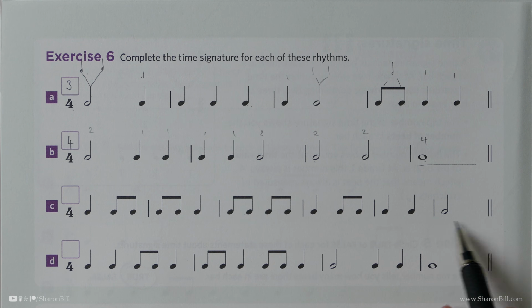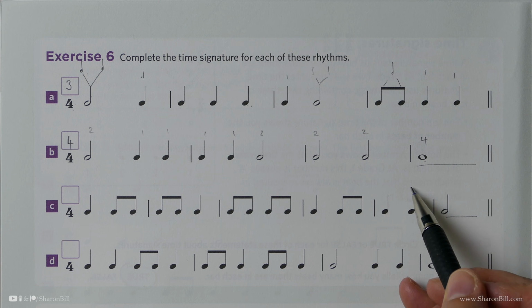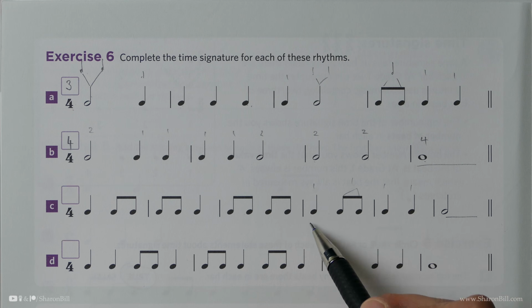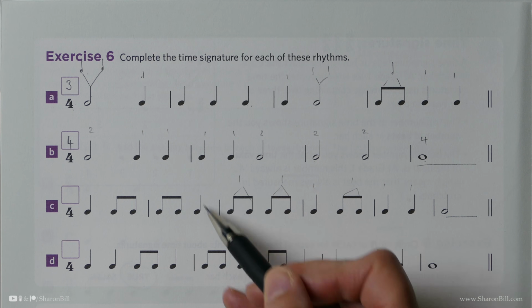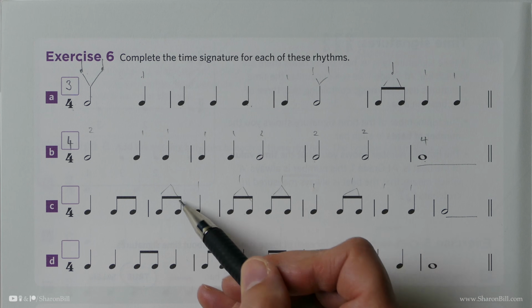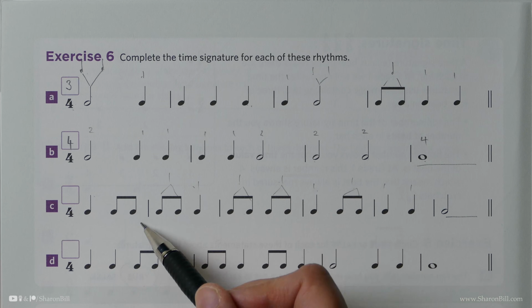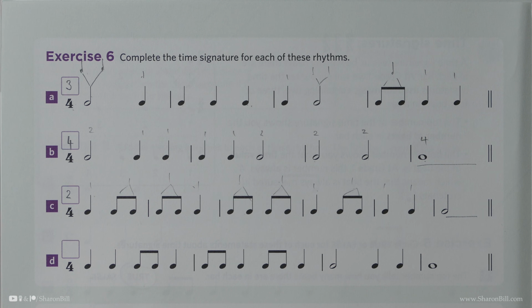Again, this last bar gives us the answer nice and easy, 2 beats per bar. We can double check it. 1, 2, half plus half makes 1, plus 1 is 2, half plus half is 1, half plus half is 1, there's 1, half plus half is 1, so you can see 1, 2, 1, 2, 1, 2, same again here, 1, 2, 2 over 4.